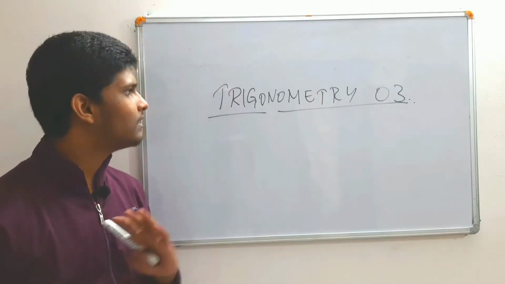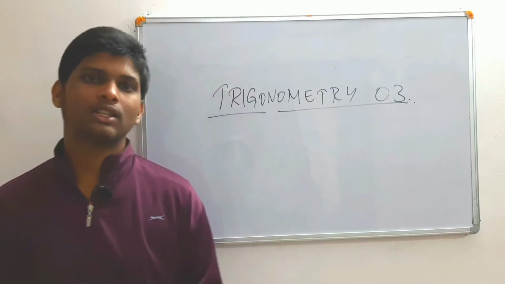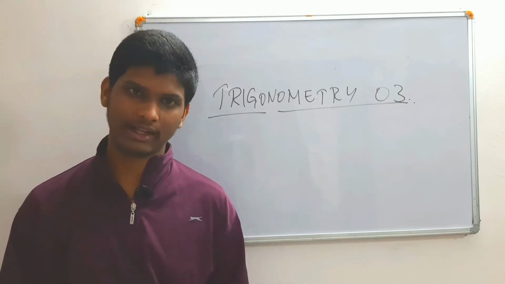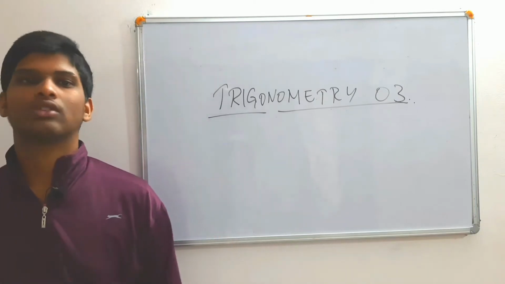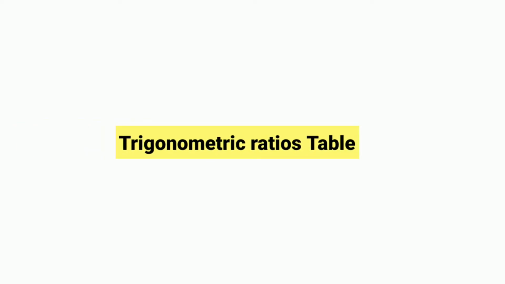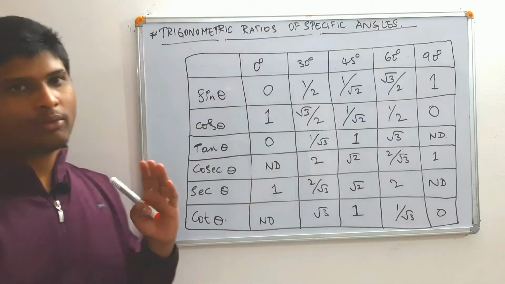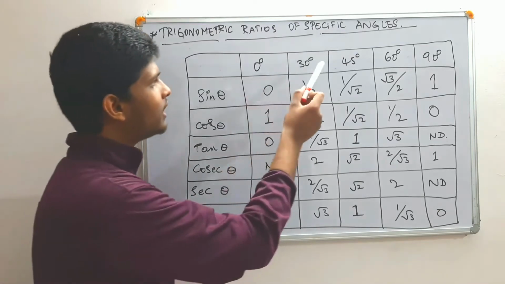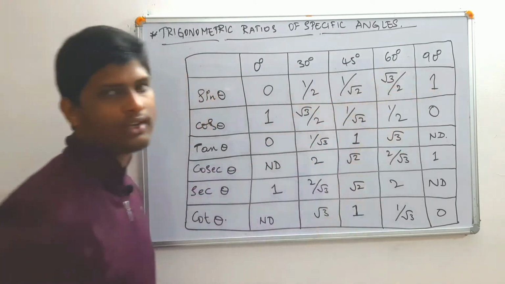So today we are in the class of trigonometry 03 and in this class I'll discuss trigonometric ratios of specific angles, a table up to 90-degree angles, and then we'll solve some sums on it. So this is the table of trigonometric ratios of specific angles, and those specific angles are 0 degree, 30 degree, 45 degree, 60 degree and 90 degree.